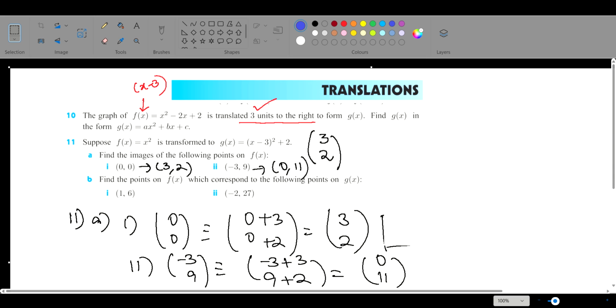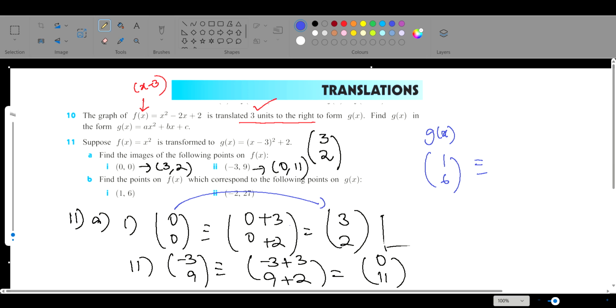We'll do reverse engineering. We have g(x) given, so we'll do the reverse engineering. We have g(x) given as (1, 6), and we need to reach f(x). While going from f(x) to g(x), I do plus 3, plus 2. So while going from g(x) to f(x), I'll do minus 3, minus 2. So it will be 1 minus 3, 6 minus 2. 1 minus 3 is minus 2, 6 minus 2 is 4. So this is my f(x): (minus 2, 4).